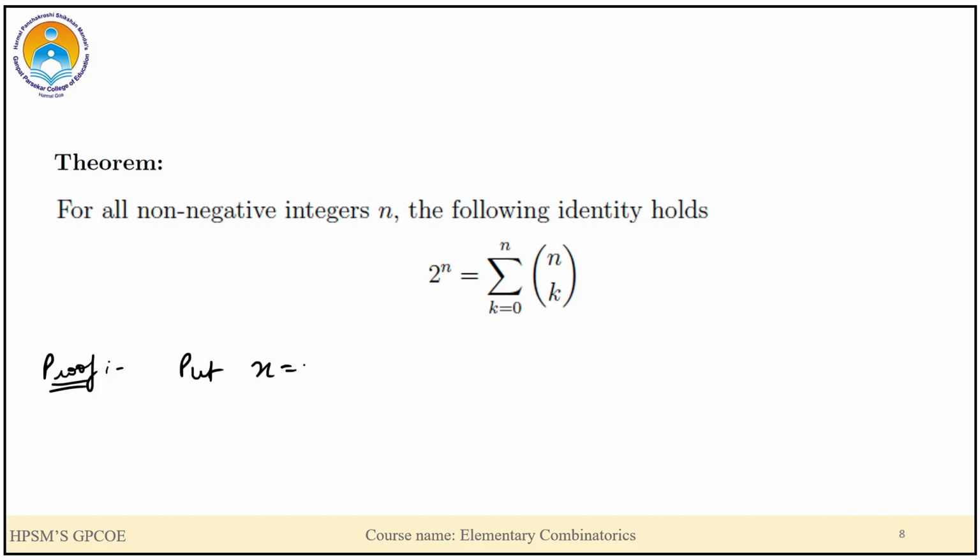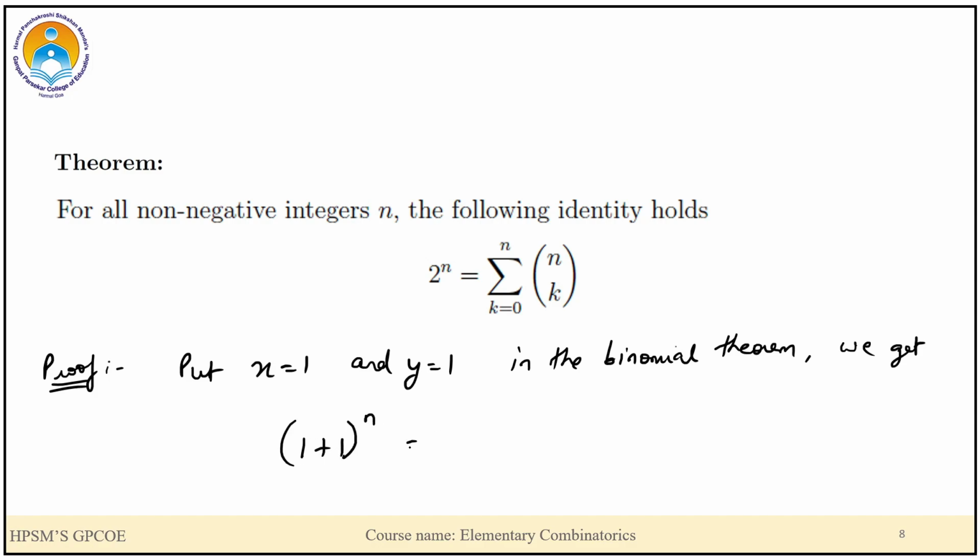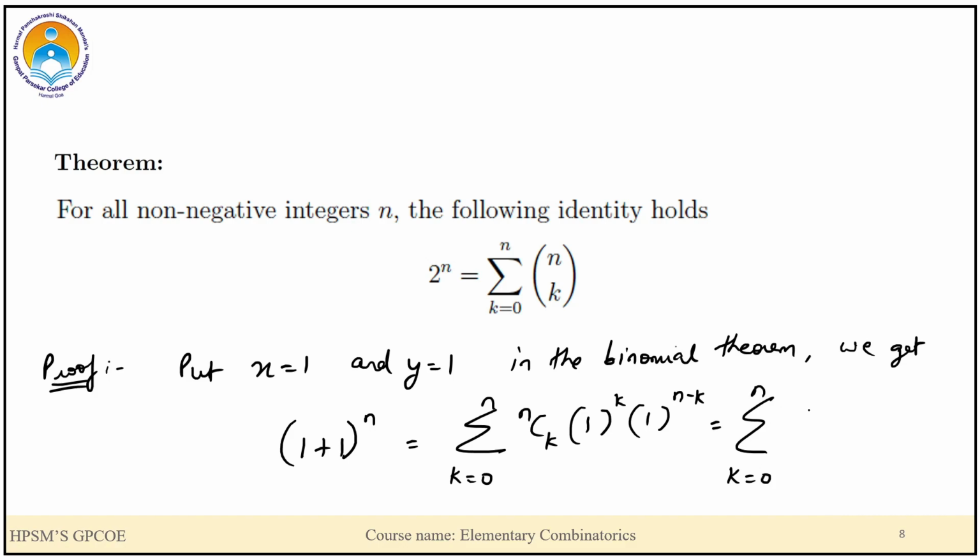So if you put x equal to 1 and y equal to 1 in the binomial theorem, we get (1 plus 1) the whole raised to n is equal to summation k goes from 0 to n, nCk, 1 raised to k, 1 raised to n minus k. Again, 1 raised to any finite positive integer is 1, which means we are left with only nCk, and that's the end of the proof.